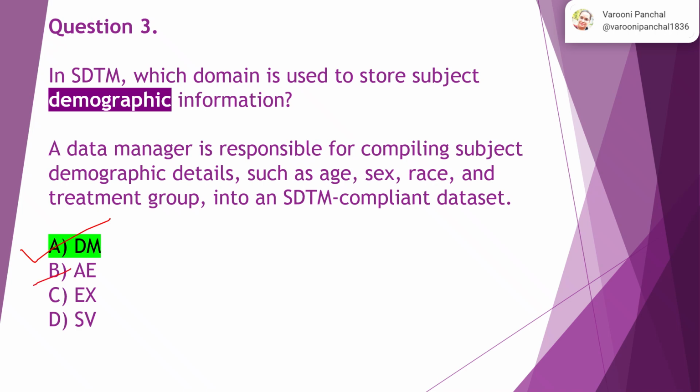B is AE, adverse events, so this is not the right answer. It relates to all those adverse events. C is exposure, which is EX, where the data consumed, how much, and when the treatment was started and stopped is captured. SV is subject visits, where each visit's information is captured in this specific dataset. So this is not the right answer. The correct answer to store the demographic information is DM.